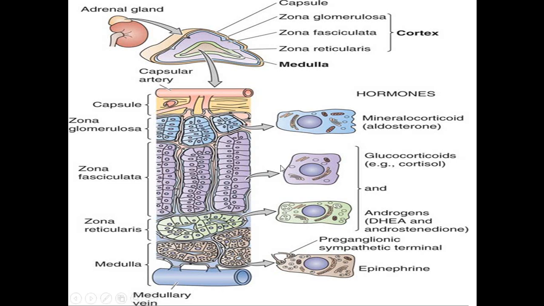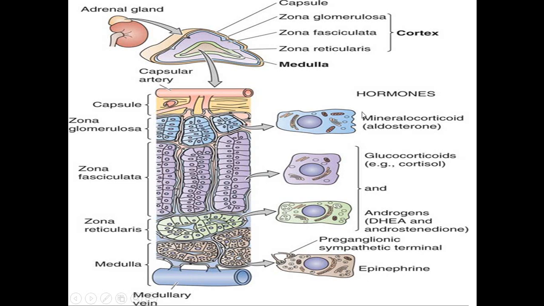Although if we move below, the zona fasciculata is concerned with the production of the glucocorticoids. They are more concerned with the glucose. And last one is the androgens. The innermost zona reticularis is concerned with the production of the androgens. We have got a separate lecture for this one. And then we have got the medulla, which is concerned with the production of the sympathetic hormones, the epinephrine.